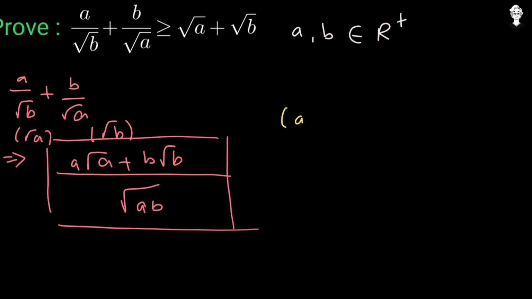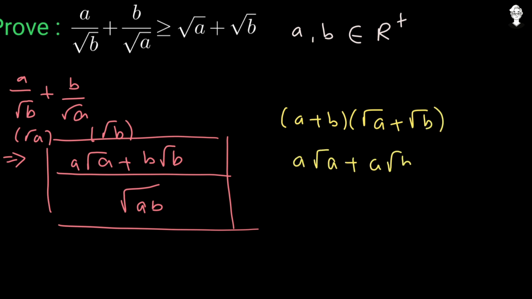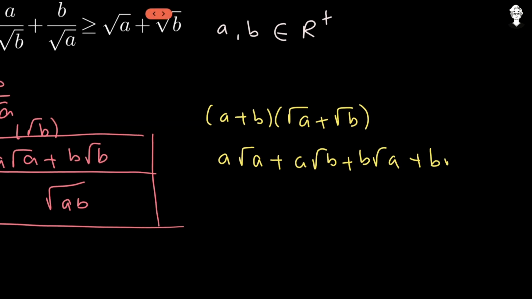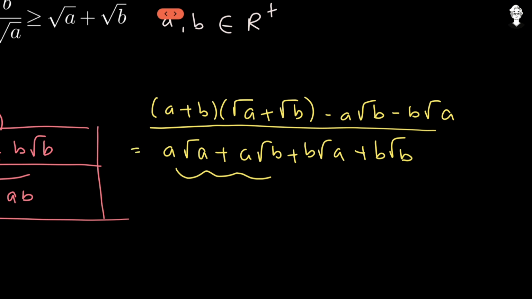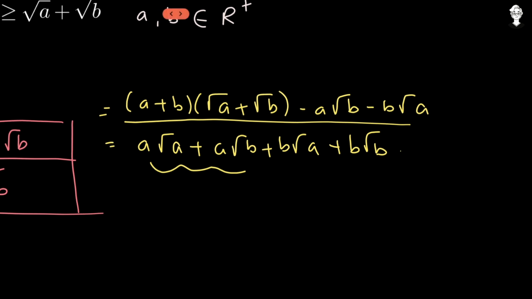Suppose you take a plus b and multiply it with square root of a plus square root of b. The product will give us a square root of a plus a square root of b plus b square root of a plus b square root of b. This is what we get after opening the brackets. Now what if with this bracket I subtract a square root of b and subtract b square root of a? If I take this as a complete thing, after opening the bracket I need to subtract the rest of the things, that is minus a root b minus b root a.